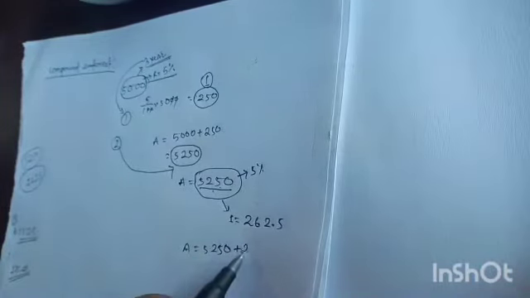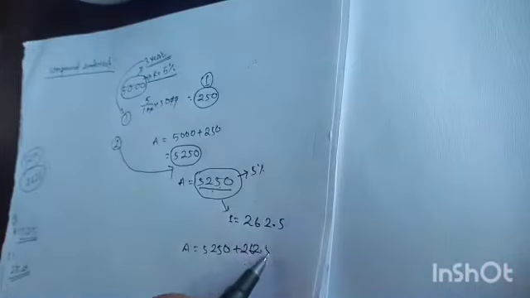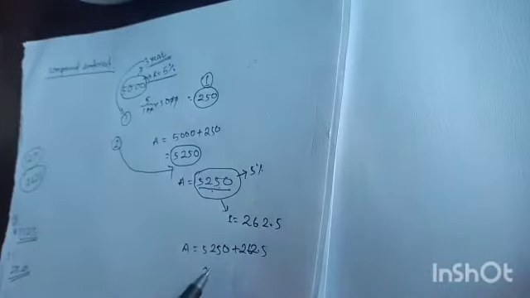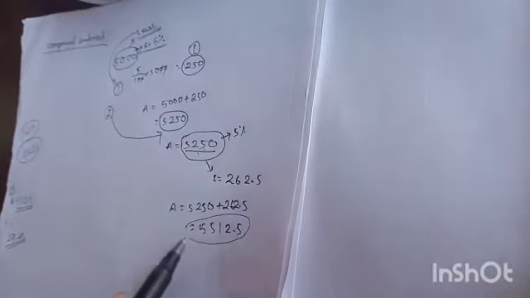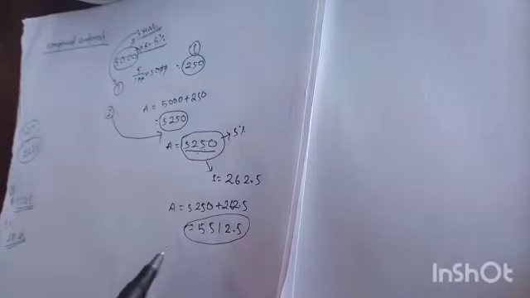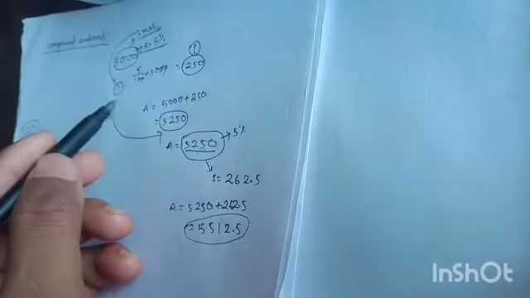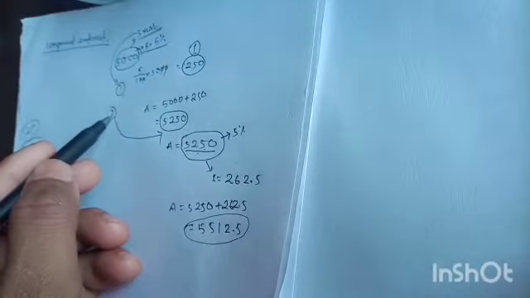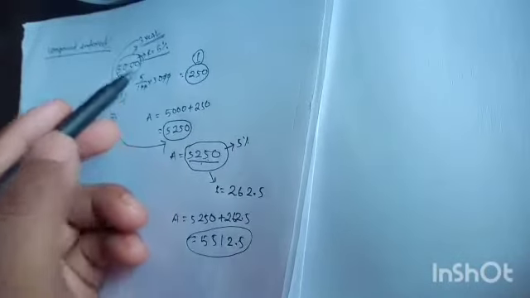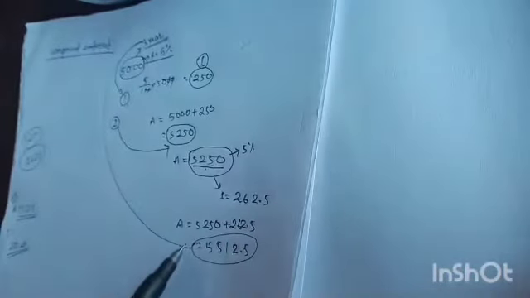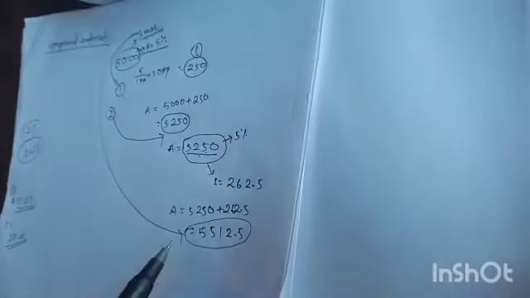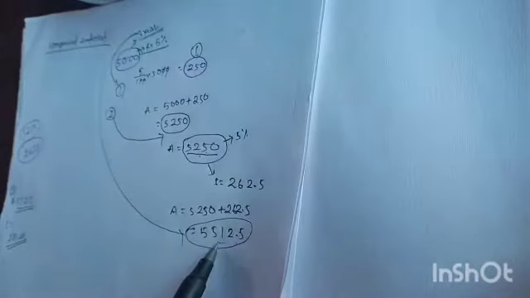After that, for the third year, after the second year is over, the amount will be 5,250 plus 262.5, which is 5,512.5. This will be the next year's amount, and the interest has to be paid on it for the third year. See, the first year is gone, the second year is gone. The amount is given for 3 years, so the third year amount is this one. The interest has to be calculated on this amount for the third year.